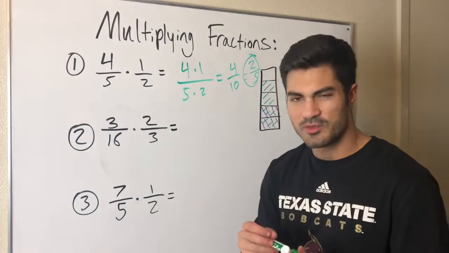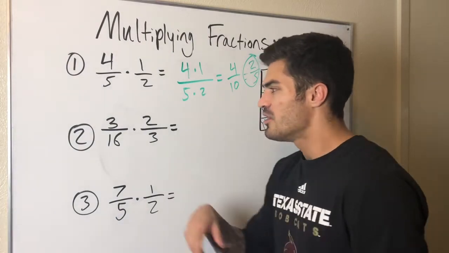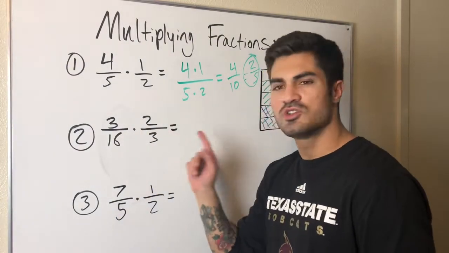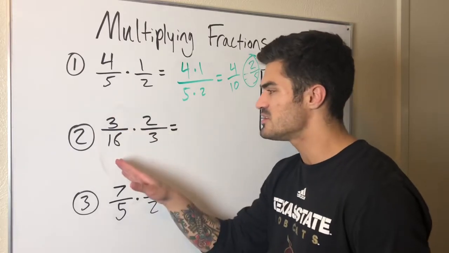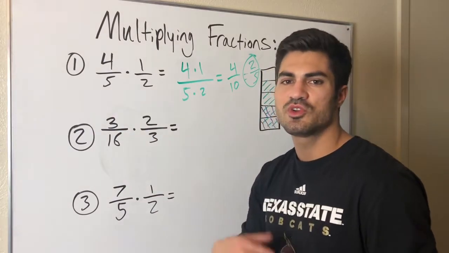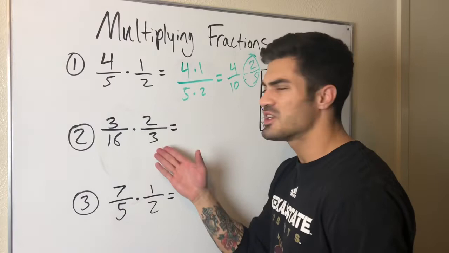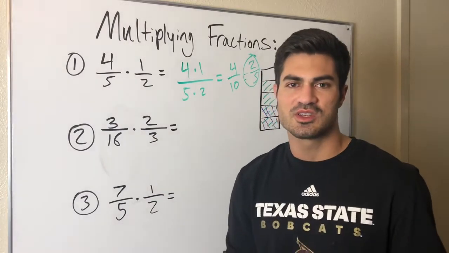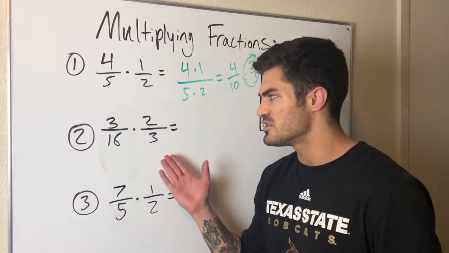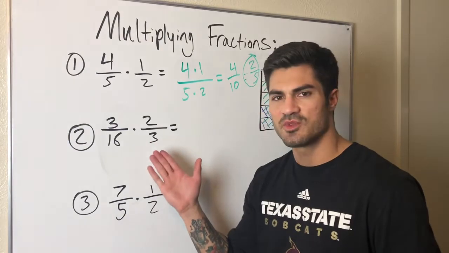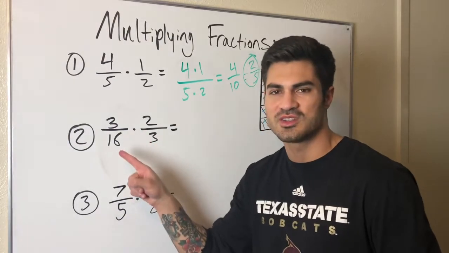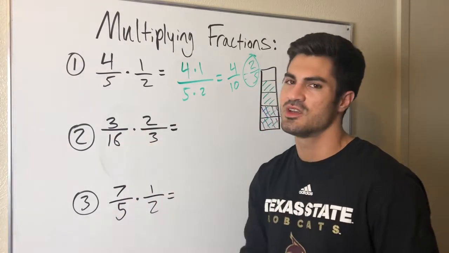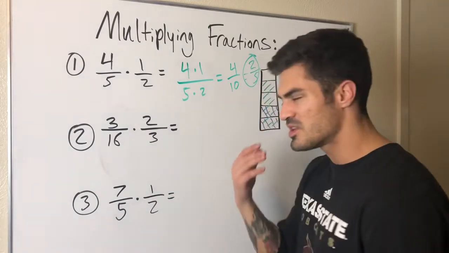So we'll do a few more examples. We'll run through it real quick. 3/16 times 2/3. So we have 3/16 and we're taking 2/3 of that. So we expect this to be smaller than 3/16, right? It's pretty clear to see that. If we're taking 2/3 of something, that's less than the whole 3/16. So keep that in mind.